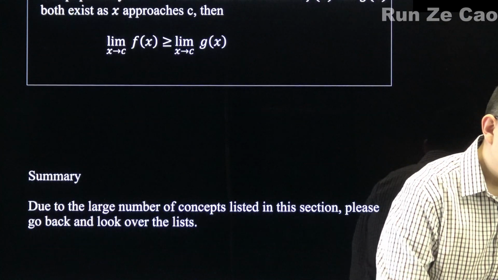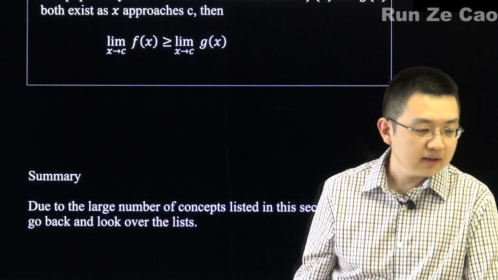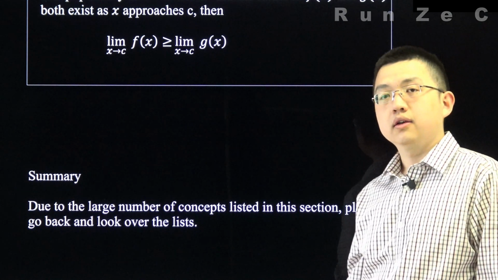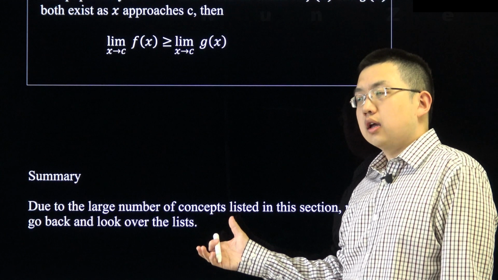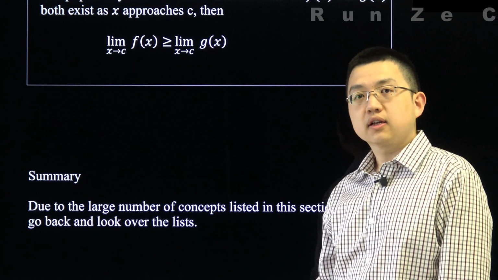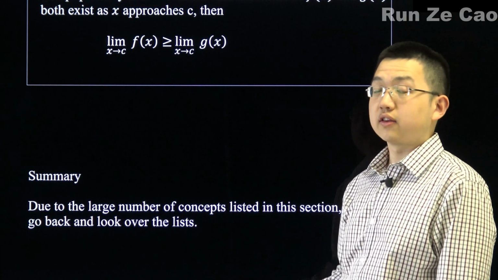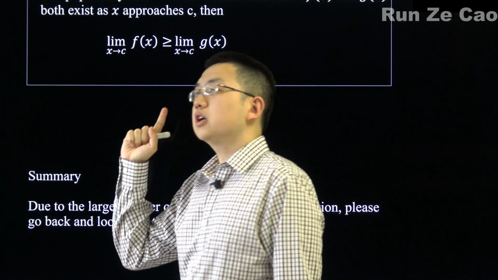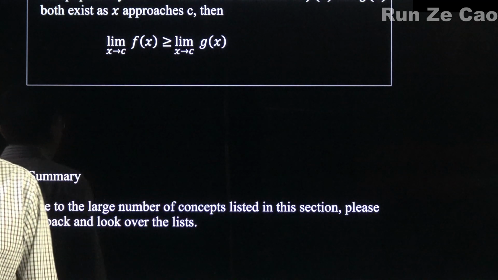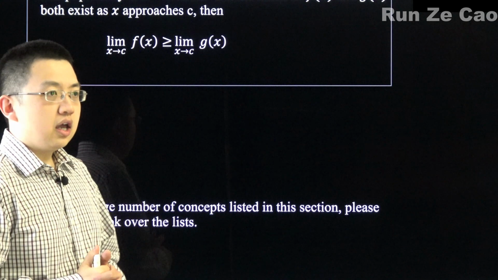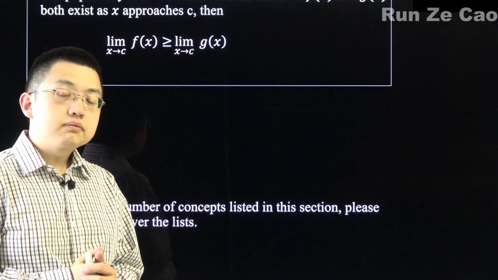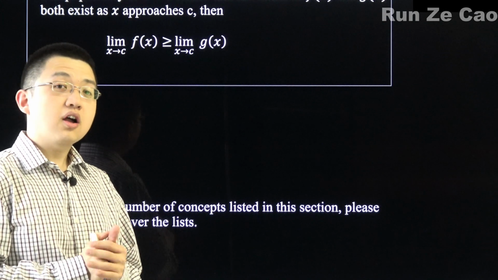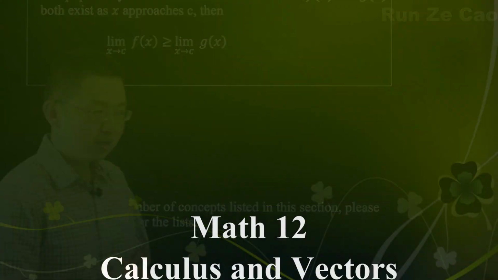Now the summary, well, due to the large number of concepts listed in the section, please go back and look over the lists. Wait a second. Hey, if all the concepts there were basically what we would have listed in the summary if there weren't just so many of them, why did we talk a little bit about the types of discontinuity and then stop talking about them? Well, that's because next section we're going to talk more about continuity.